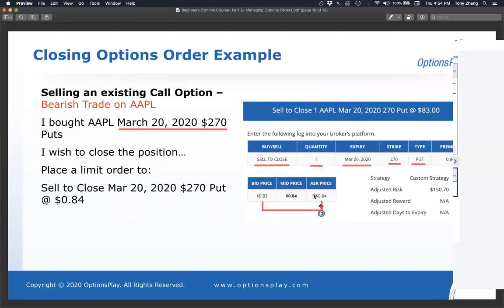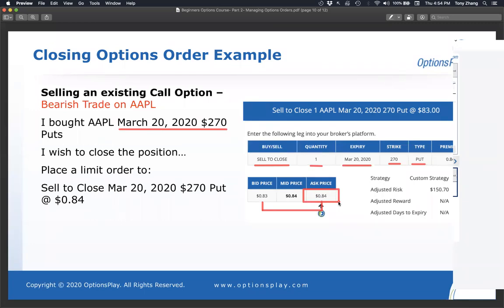So in this particular case, guess what? I'm going to try to sell it at the best possible price. I'm obviously going to try to sell it at 84 cents. Chances are it won't get filled at 84 cents unless the market moves a little. But when you have spreads this tight, you should always try to place your order at the best possible price. In this particular case, 84 cents, and try to just get filled at 84 cents.